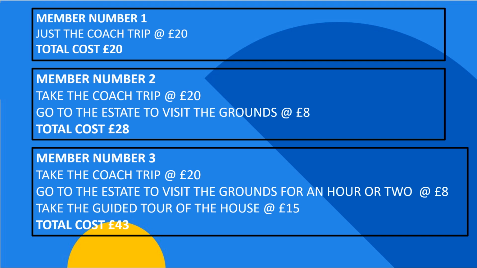Member 3 wishes to take the trip, then spend a while wandering round the grounds of the stately home. But they also want some culture by being guided around the stately home. They would apply for membership of the group, and then select both optional extras. Their charge would be calculated at £43. When extras are selected, the system calculates, and shows the relevant charge to be raised by the group leader.